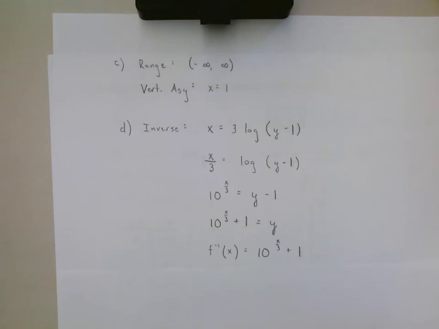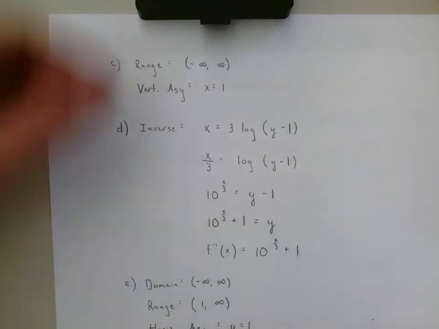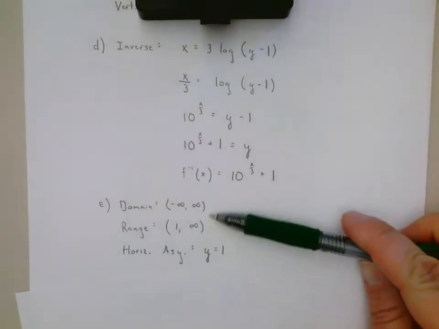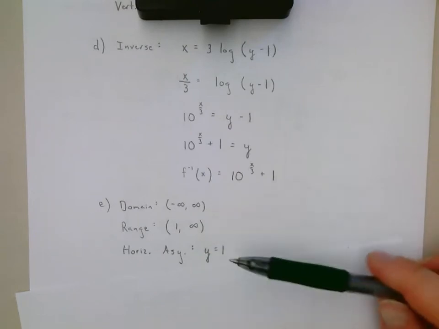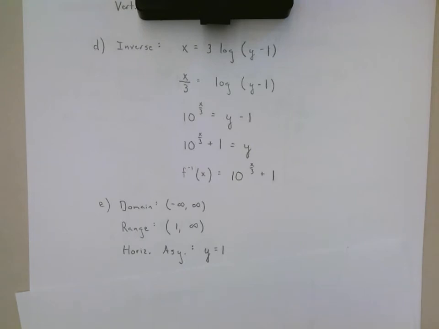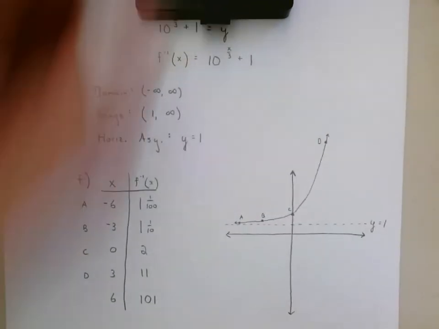Next, we were asked to find the domain and range of the inverse function. Remember that the domain of the inverse is the range of the original function, and the range of the inverse is the domain of the original function. We found both of those earlier. We also know that if the original logarithmic function has a vertical asymptote at x equals 1, then our inverse must have a horizontal asymptote at y equals 1. With all that information in hand, we can create our table and graph for the inverse function.